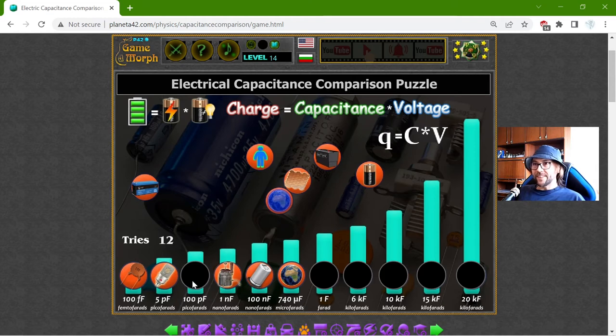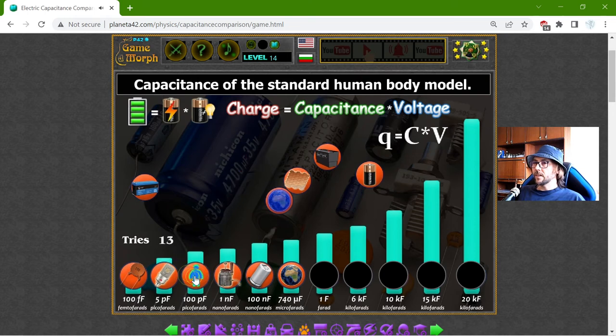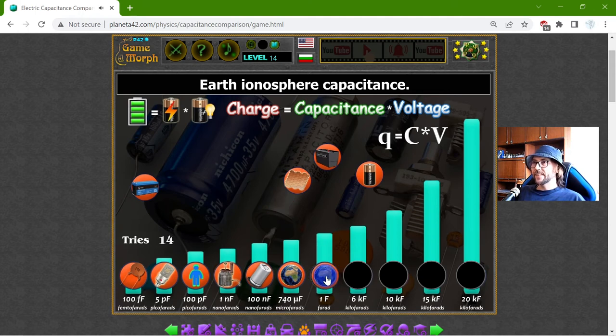Okay, what is that thing? 100 picofarads. Not this. So it is either the capacitance of the standard human body model or the Earth ionosphere capacitance. Wait. I think this is here. Yes, correct. I guess that. But the Earth ionosphere capacitance should be 1 farad. Maybe this is some sort of base measure.